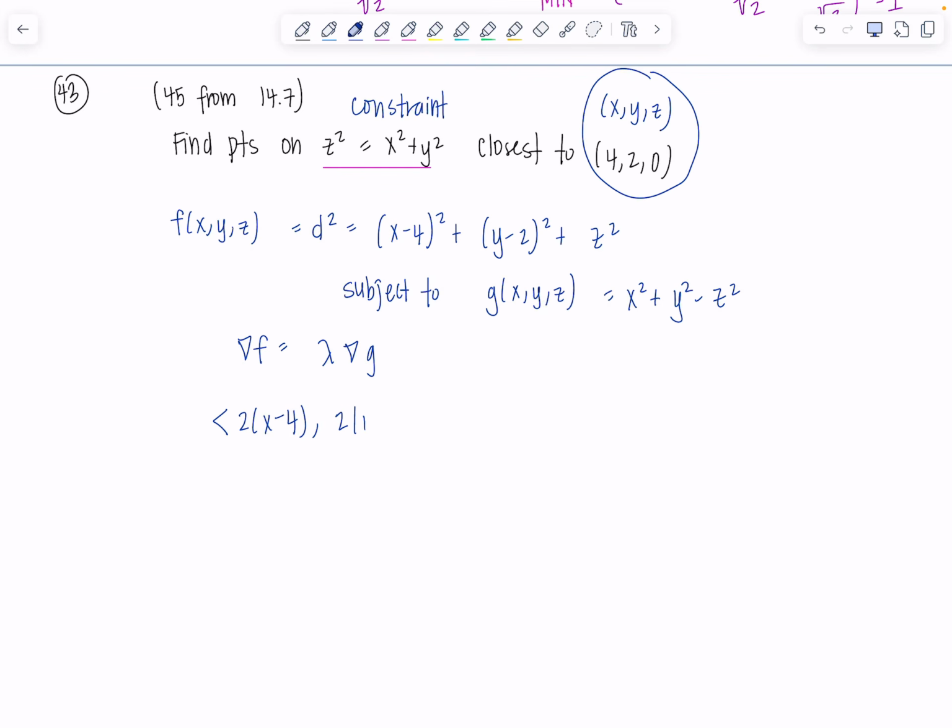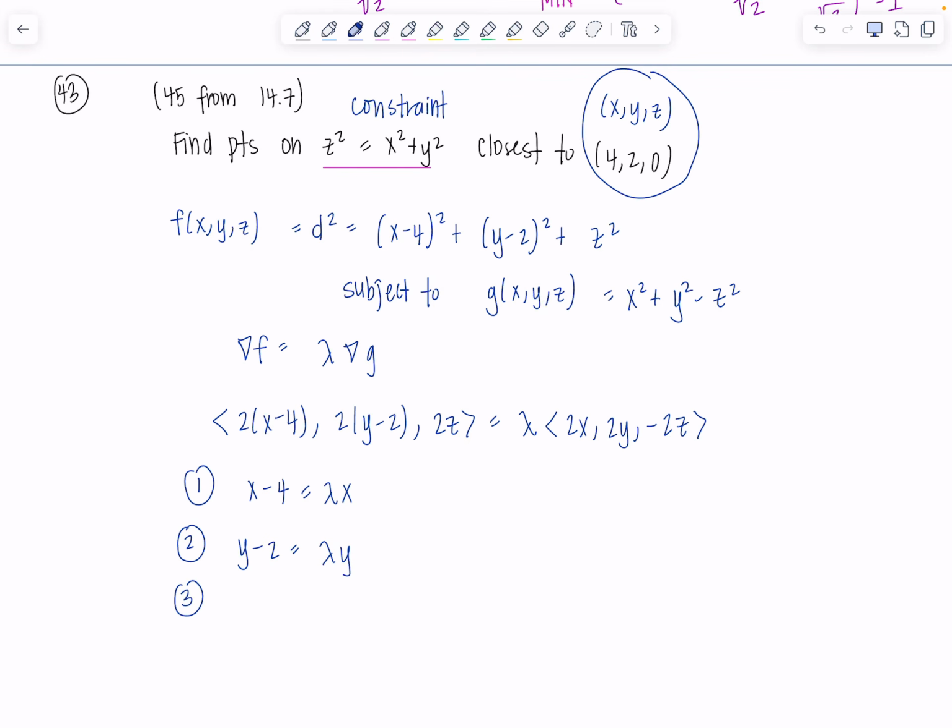Okay, 2y minus 2, 2z equals lambda times 2x, 2y, negative 2z. Okay, perfect. So equation 1, I already went through, I aggressively started dividing by 2. Look at that. I was like, let's get this show on the road. y minus 2 is lambda y. z is, ooh, negative lambda z. That's peculiar.